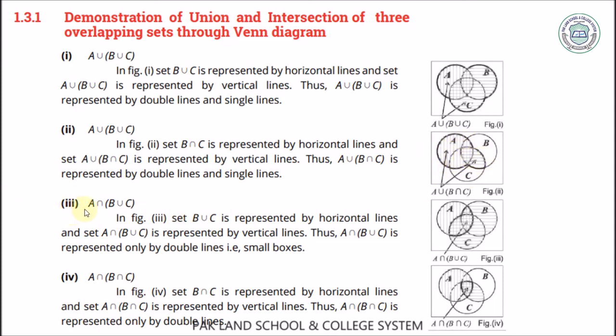Third, set A intersection (B union C). In figure 3, set B union C is represented by horizontal lines, and set A intersection (B union C) is represented by vertical lines. Thus A intersection (B union C) is represented only by double lines in small boxes.